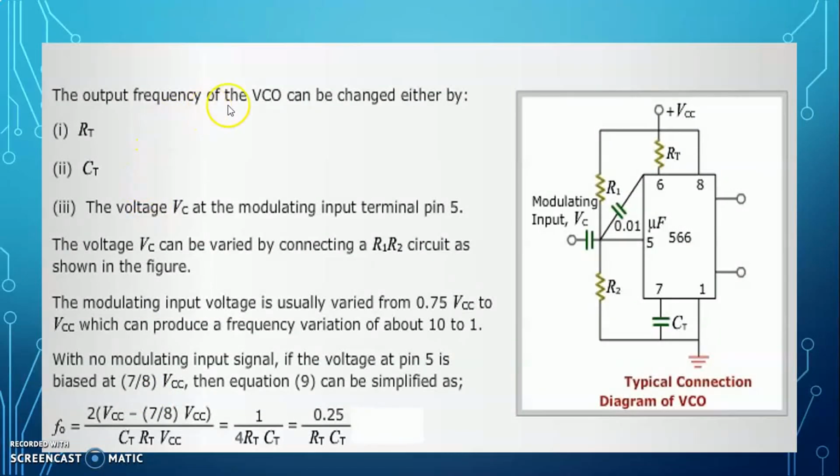The output frequency of the voltage controlled oscillator can be changed either by the external resistor RT, the capacitor CT, or the control voltage at the modulating input terminal, pin number 5. When no modulating input signal is applied, the frequency of oscillation is given by 0.25 divided by RT CT.